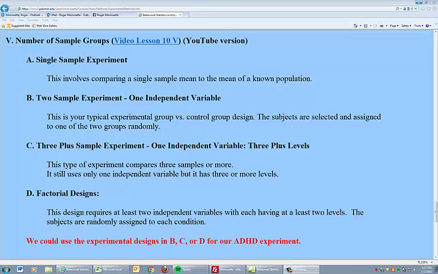Factorial designs, as we mentioned earlier, are as if you have 2 factors, 2 independent variables. So as when we talked about that study with ADHD, and then we compared gender as well, those are 2 factors. That's called a factorial design.